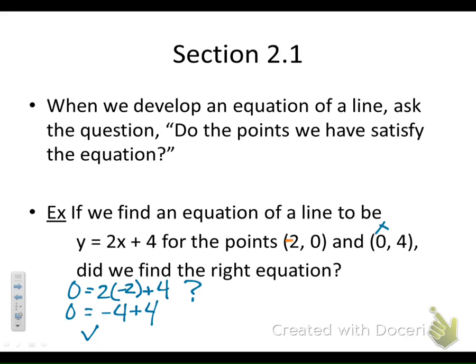Did I find the right equation? I need to try 0, 4 also. And like I said, 0, 4 should work in this. Whoa, plugging in the wrong stuff. 4 should be on the left side. When you plug in your ordered pair, it does check out. If both points check out, you know you found the right equation of a line.